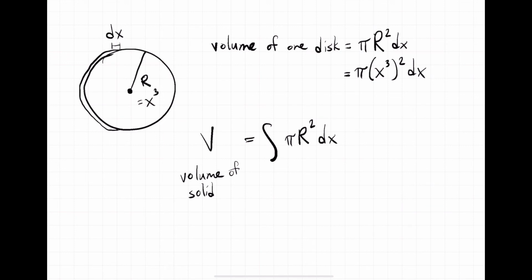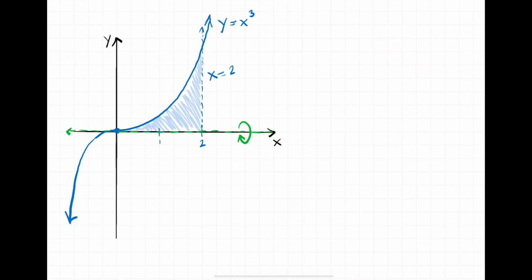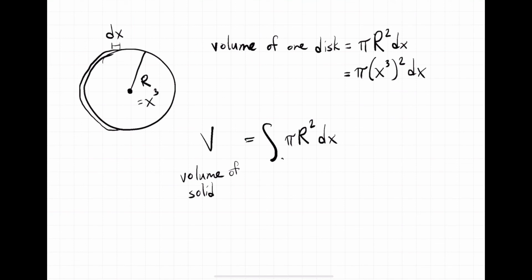We'll need to know what the bounds are. If we go back and look at our graph, here's our graph. We notice the x range is between 0 and 2. So the bounds on x are from 0 to 2. So our bounds go from 0 to 2.